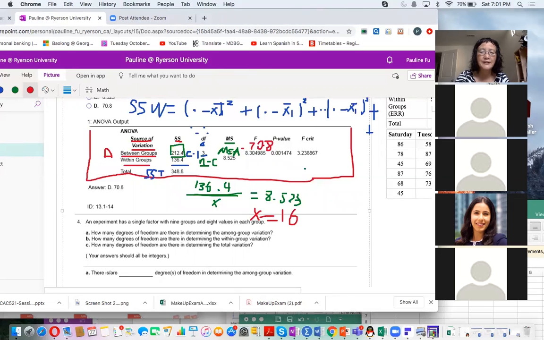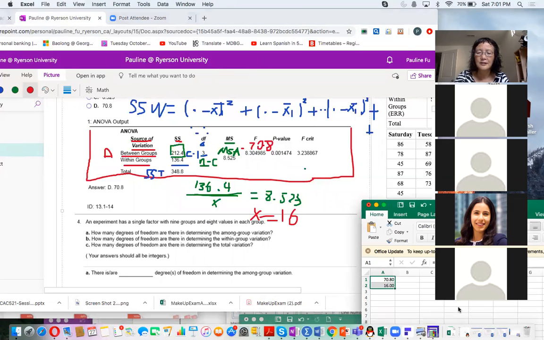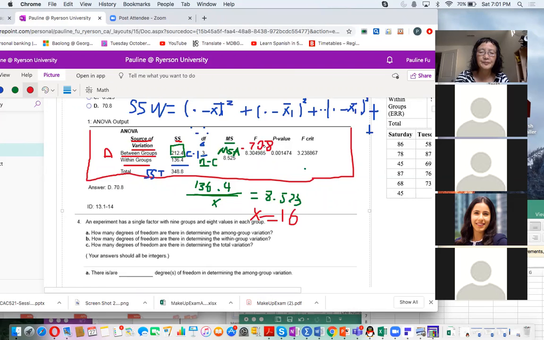We get MSA is 70.8. Okay, 70.8. And then this F is the test statistic. F, yes.